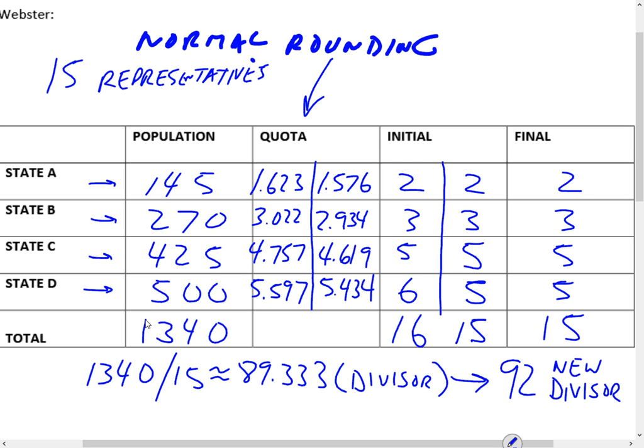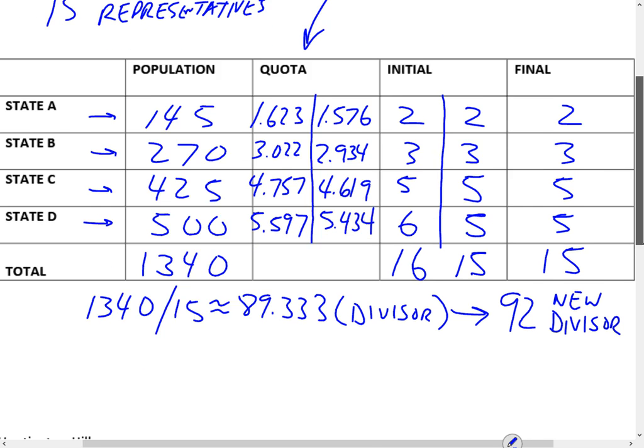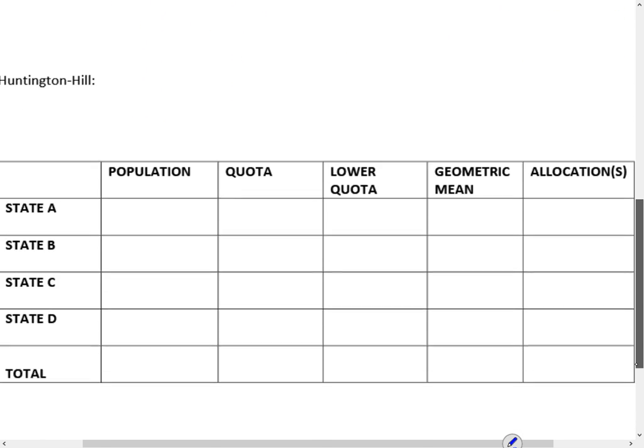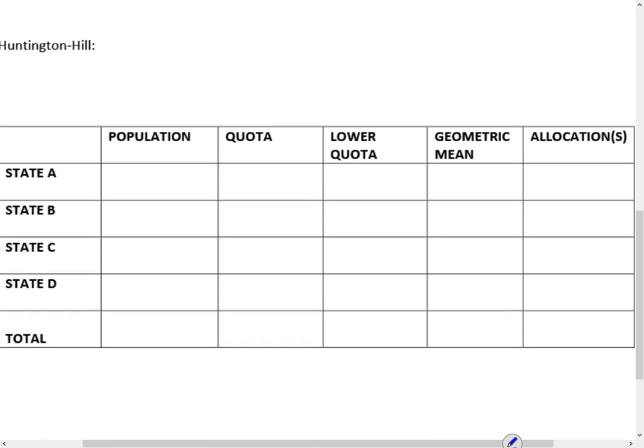Up until this point, politicians have been figuring this out. We know, you've heard of Alexander Hamilton, Thomas Jefferson, John Adams. Webster, I'm not quite sure where he fits in, but he's another politician. Then, I think at this point, they started getting mathematicians involved.